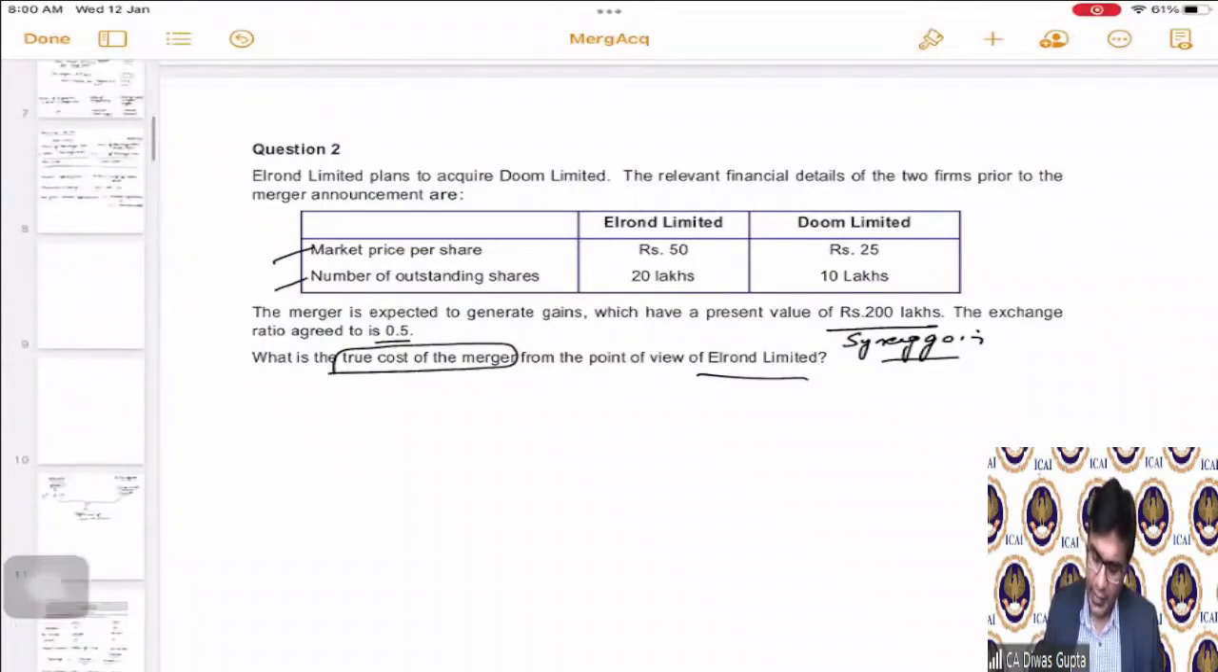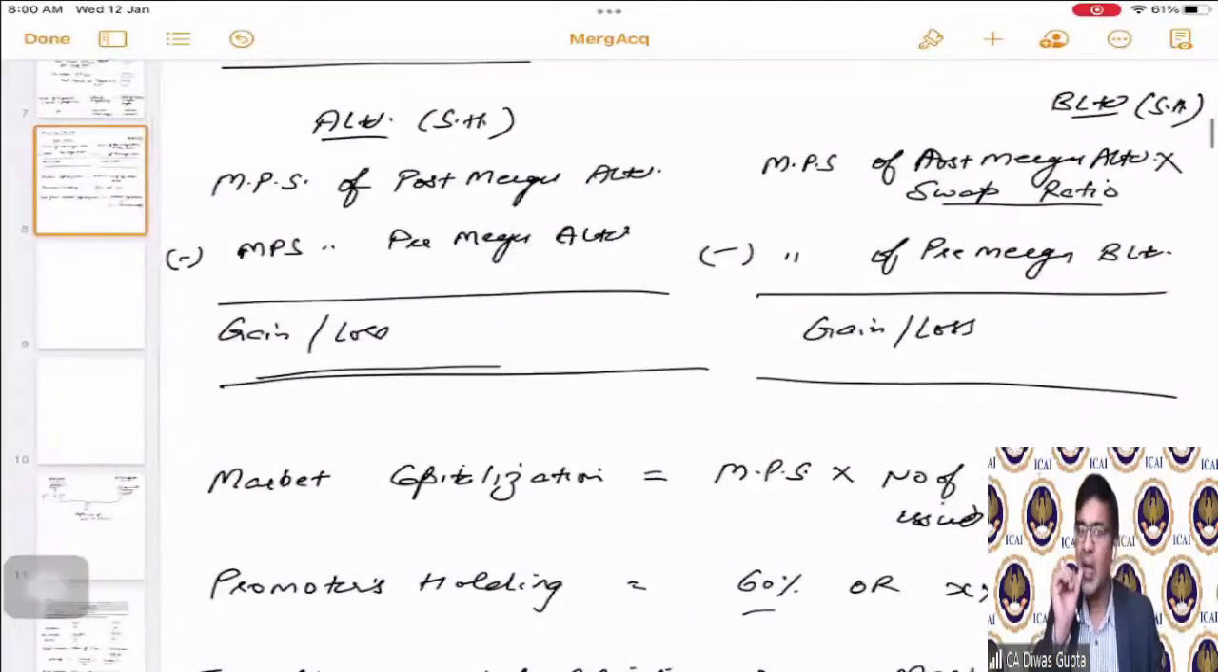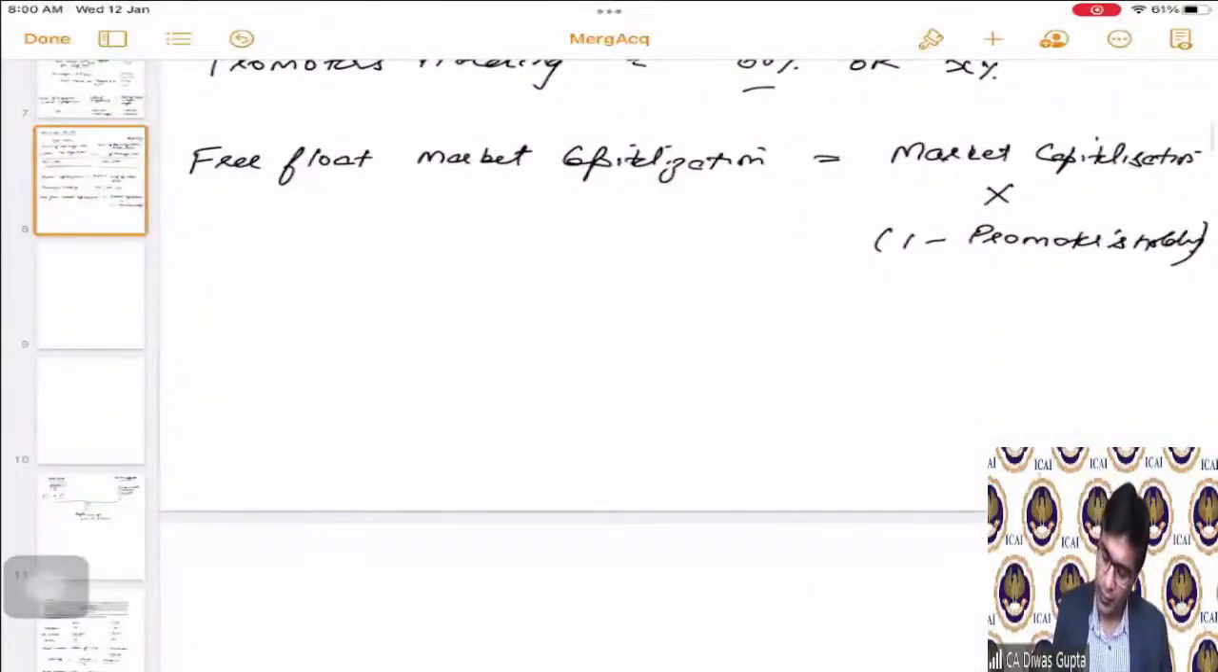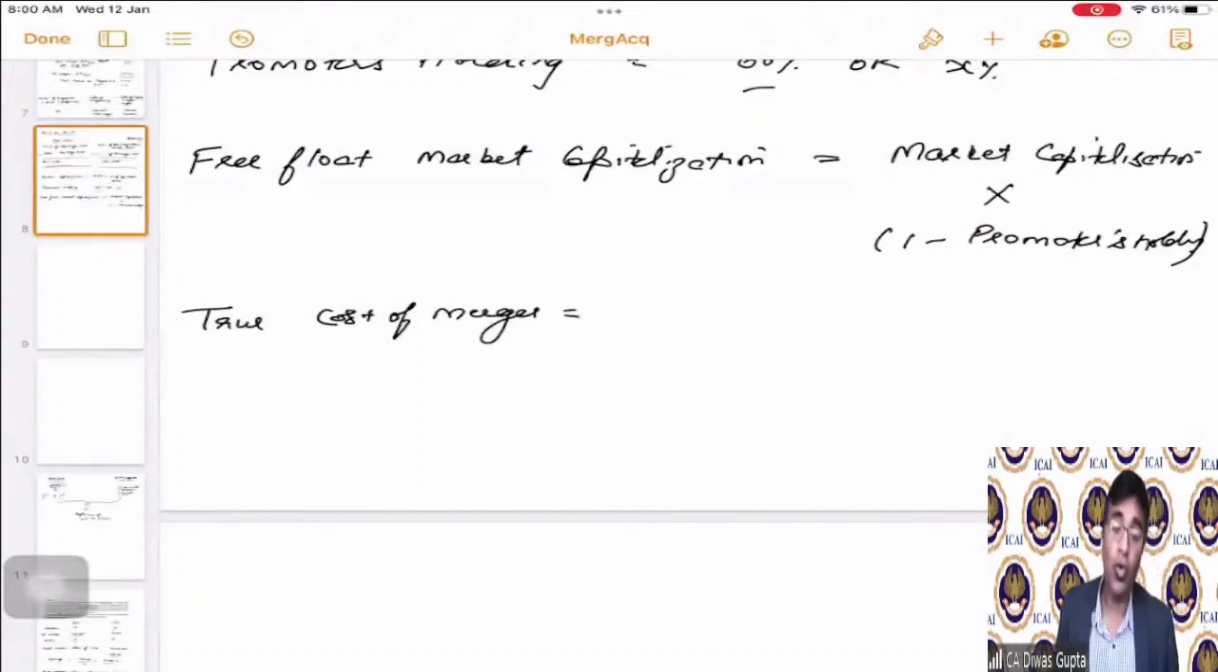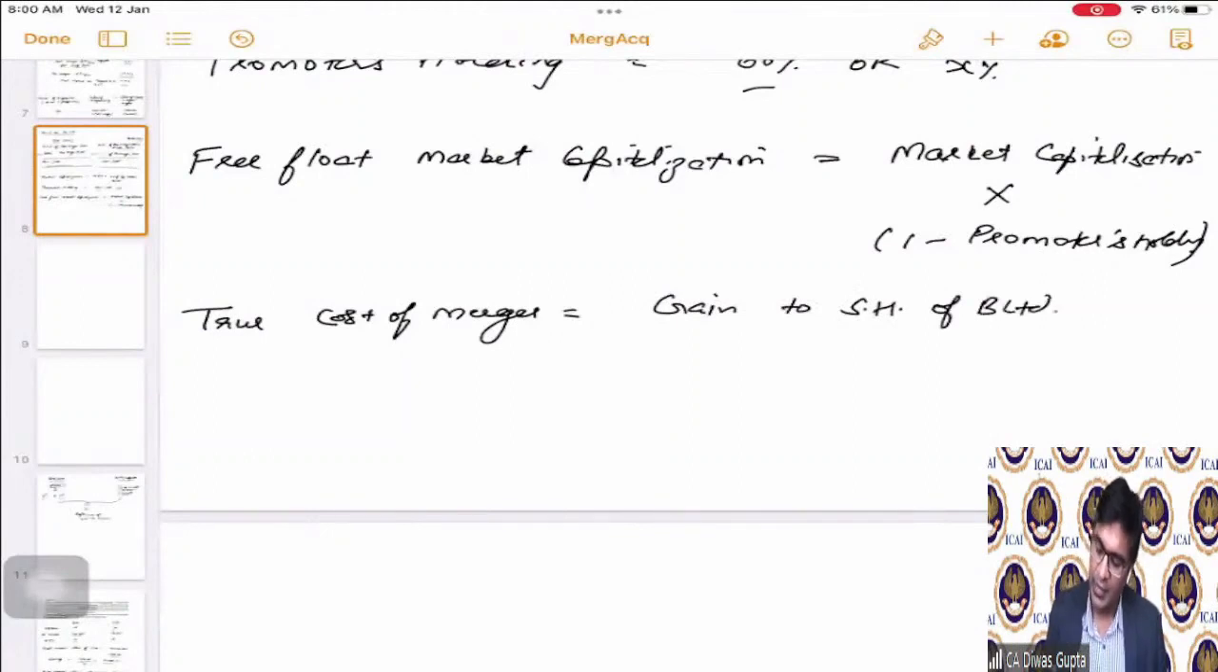So students, while calculating the gain or loss to the shareholders, we have calculated the gain or loss from A Limited shareholders' point of view and B Limited shareholders' point of view. Now, there is a term called true cost of merger. What is the true cost of merger? Whatever gain that B Limited shareholders are having, the gain to shareholders of B Limited, that is called the true cost of merger. Because the gain to the shareholders of B Limited is actually the cost of the merger for A Limited, correct?